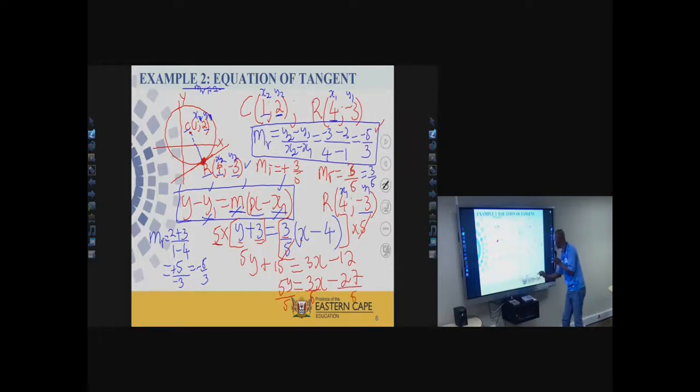Divide everything by 5. And then your answer there, because now 5 will cancel 5, your answer will be y is equal to 3 over 5x, and then minus 27 divided by 5. You can simplify that. So in short, the equation of that tangent is y is equal to 3 over 5x, minus 27 divided by 5. That is the equation. Another one could have just removed the brackets here.